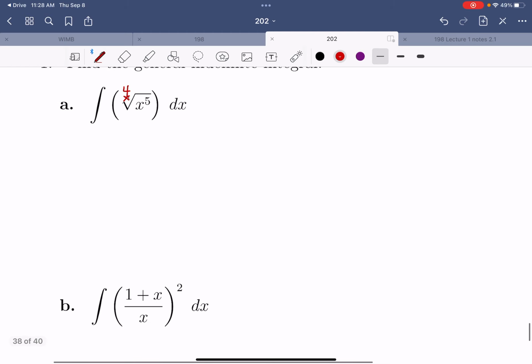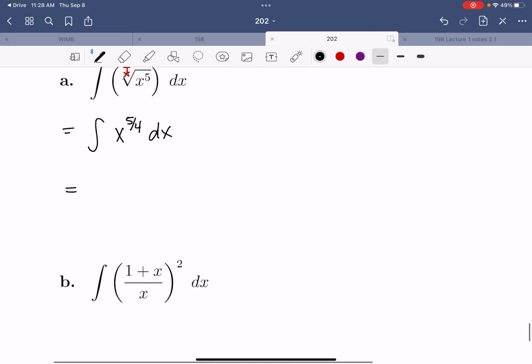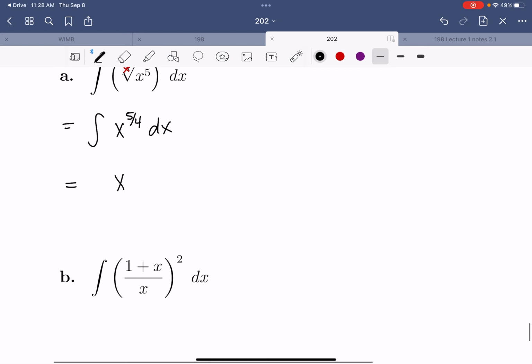So that means, before I even take the antiderivative here for my indefinite integral, I'm going to make this x to the 5/4 dx. And then I'm going to take my antiderivative because it's an indefinite integral. So this becomes x to the 9/4 times 4/9 plus a constant.